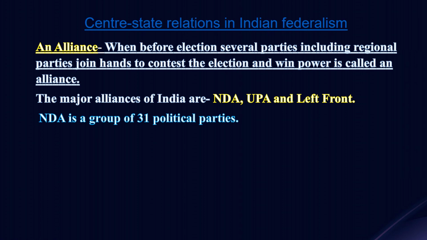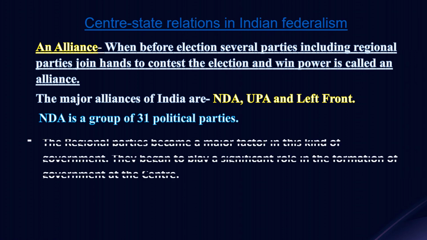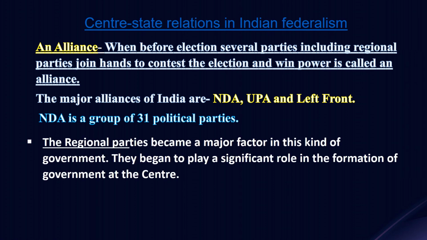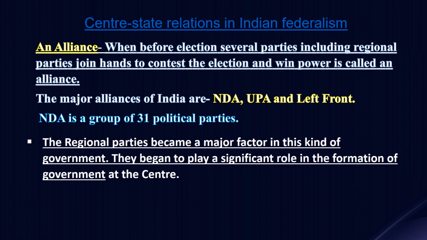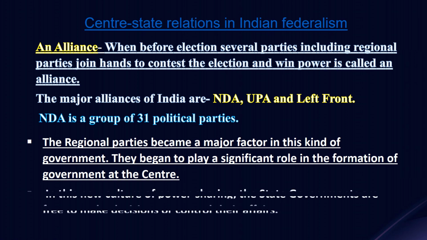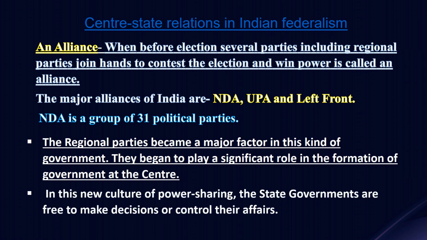Thus, after 1990, in case after the election no political party gets a clear majority, then many political parties, including regional parties, have started joining hands for the formation of the government at the center. Thus, the regional parties become a major factor in this kind of government. They begin to play a significant role in the formation of government at the center. In this new culture of power sharing, the state governments are free to make decisions or control their own affairs.